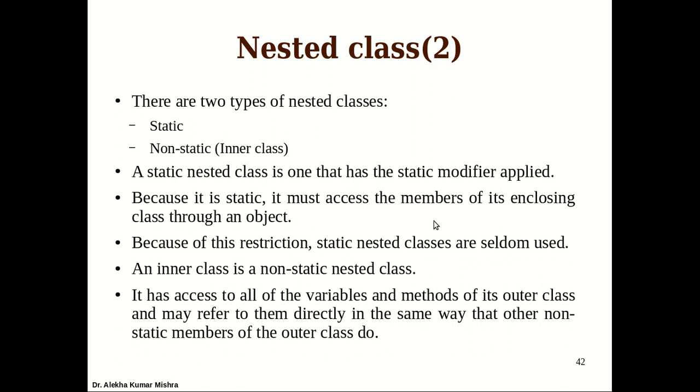Let us take an example. Let's say A is non-static and B is static. The static members can be accessed, but what happens when B tries to access the member of class A, the enclosing class? In that case you have to create an object. It has to refer to all the members of the class through an object. That's why it is a problem. It is because of this restriction that the static nested class is hardly used.